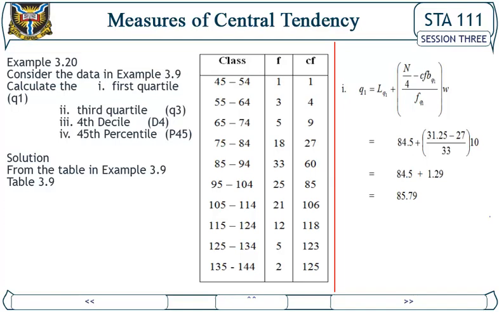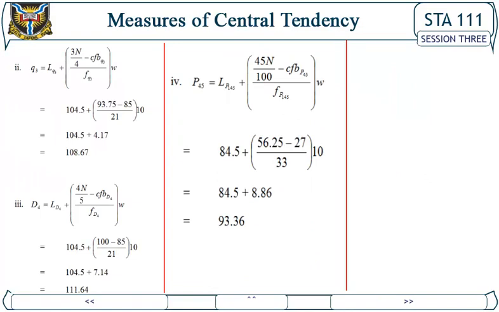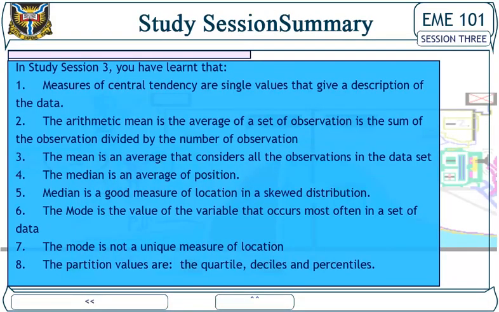Example 3.20. Consider the data in example 3.9. Calculate the 1. first quartile Q1, 2. third quartile Q3, 3. fourth decile D4, 4. 45th percentile P45. Solution from the table in example 3.9. 1. Q1 is equal to 85.79. 2. 108.67. 3. 111.64. 4. 93.36.